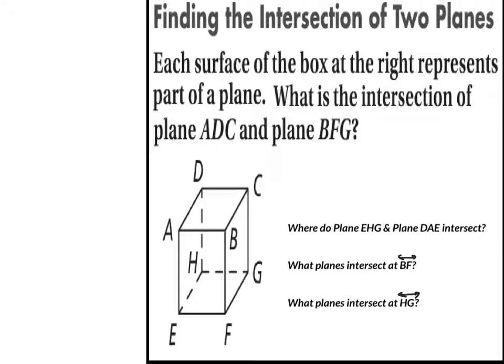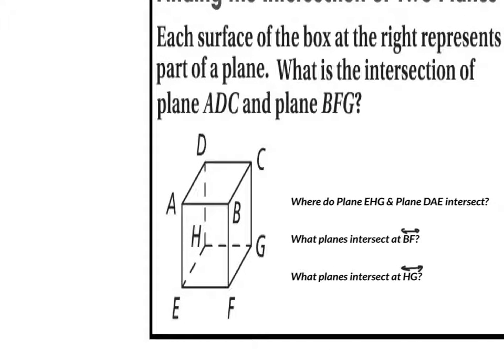So as we look at these first examples, let's take a look at what they're asking us to do. It says, each surface of the box at the right represents part of a plane. So this is our box down here. It says, what is the intersection of plane ADC and plane BFG? So they want us to find the intersection of ADC. I'm going to mark that one out, A to D to C. And the fourth letter that would go with that is B.